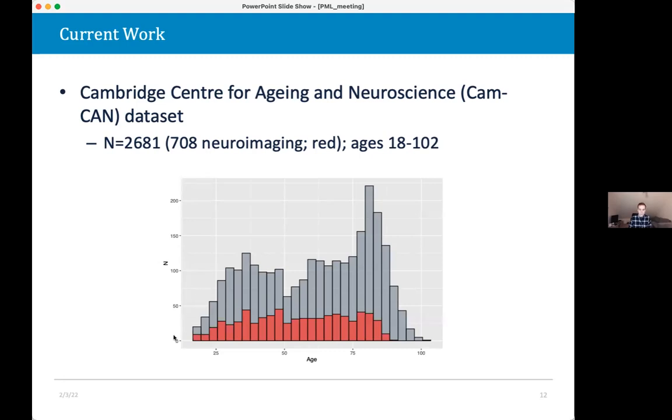And so here, in gray, is the distribution of ages for the behavioral sessions, and here in red is the distribution for the neuroimaging samples. So covering quite a wide range. I just hope to get to the end of this age range. It's quite remarkable, the 102-year-olds coming into the lab to do these sorts of tasks.